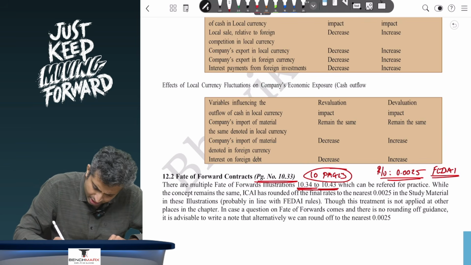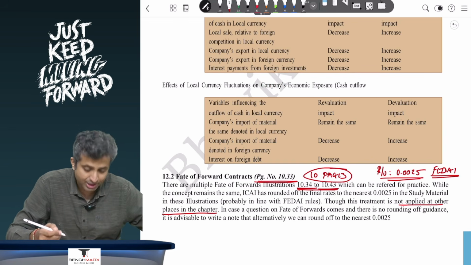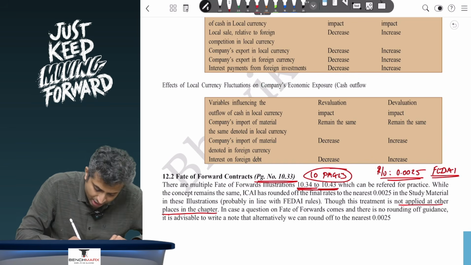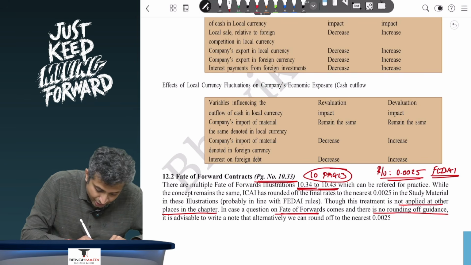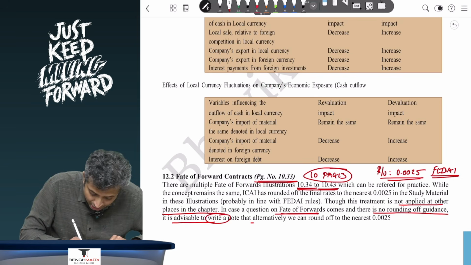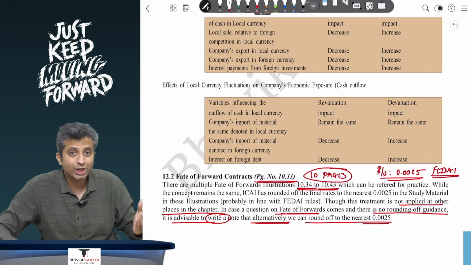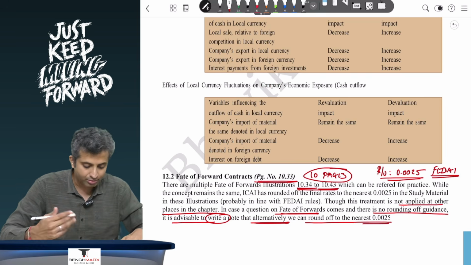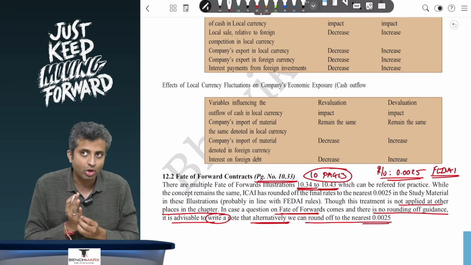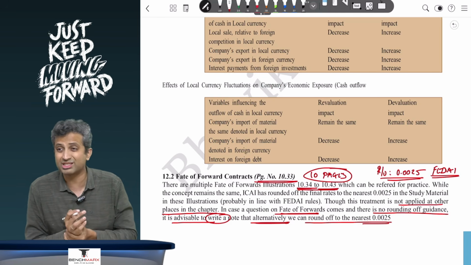So over here, though this treatment is not applied in other places in this chapter, like even in RTPs or past exam questions, this was not done. If a fate of forward question comes and there's no rounding off guidance, it is advisable to write a note that alternatively we can round off to the nearest 0.0025. Now, we don't know what will come in your suggested answer. Till now, this problem has not really come up in the study material, suggested answers, RTPs, or MTPs.